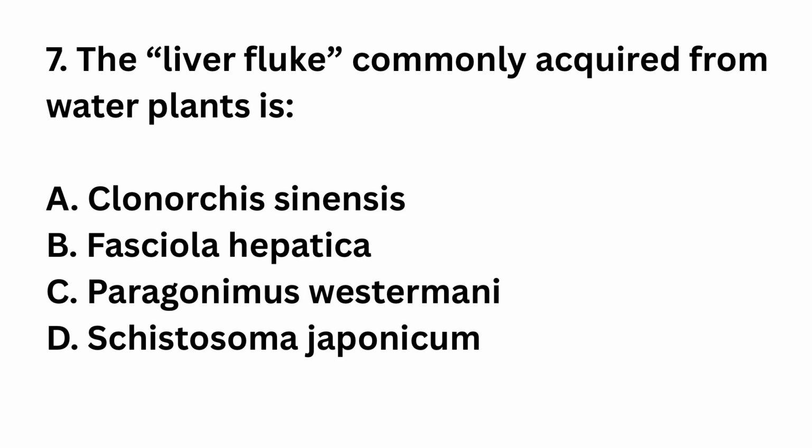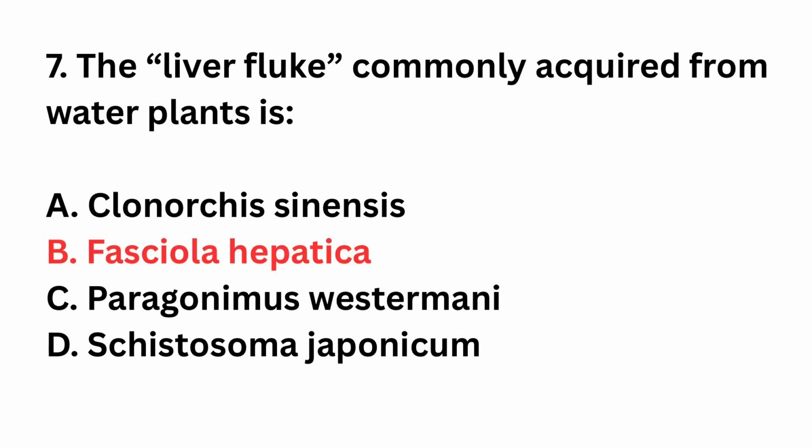Question number 7. The liver fluke commonly acquired from water plants is Clonorchis sinensis, Fasciola hepatica, Paragonimus westermani, Schistosoma japonicum. The right answer is option B, Fasciola hepatica. Humans ingest metacercariae on contaminated watercress. The larvae migrate to the liver and bile ducts.